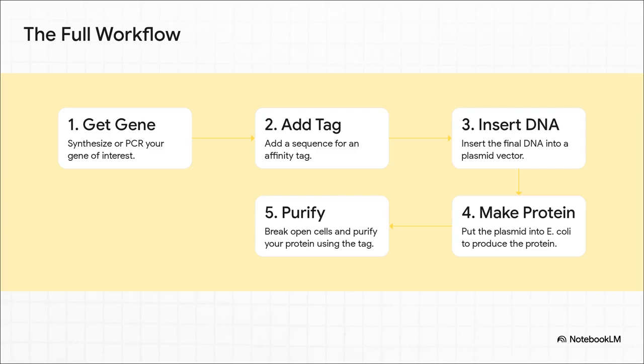So let's just recap this whole powerful process. Step 1, you either write your gene from scratch or copy it with PCR. Step 2, you add the little bit of code for your fishing hook, the affinity tag. Step 3, you pop that finished DNA into your translator, E. coli. Step 4, you let the bacteria do all the hard work of making the protein. And finally, step 5, you break the cells open, use the tag to fish out your protein, and you're left with the pure, finished product.